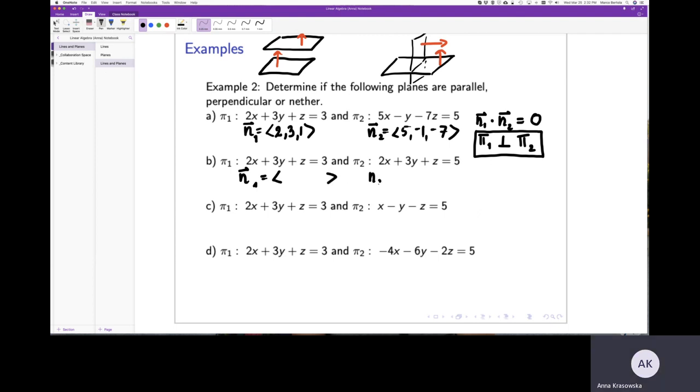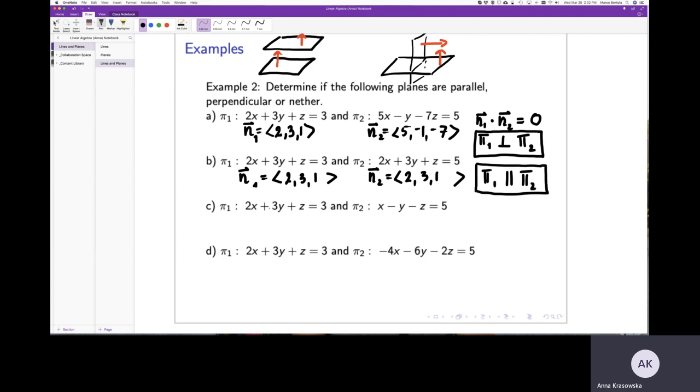Normal vectors. Maybe pause the video for a moment. Make sure you write it by yourself. Okay, and it will be 2, 3, 1, 2, 3, 1. It's the same vector. Okay, those vectors have the same direction, the same length. So those vectors are parallel. Therefore, pi1 is parallel to pi2. I will just use that symbol for parallel.